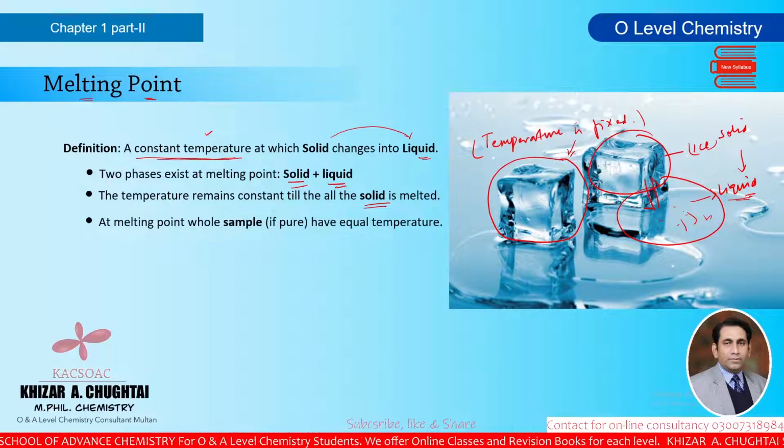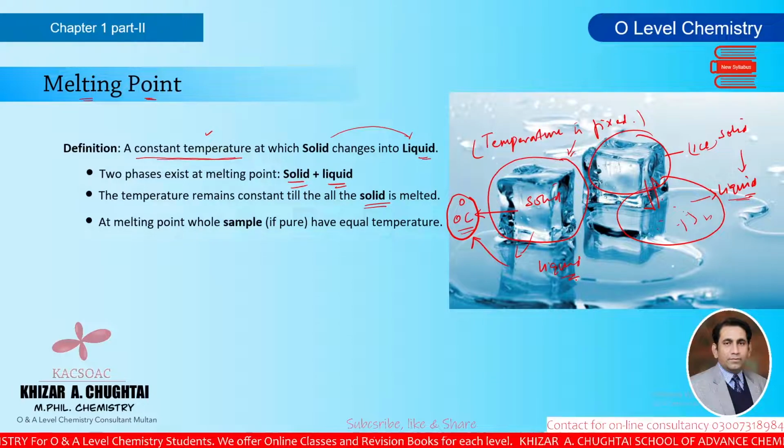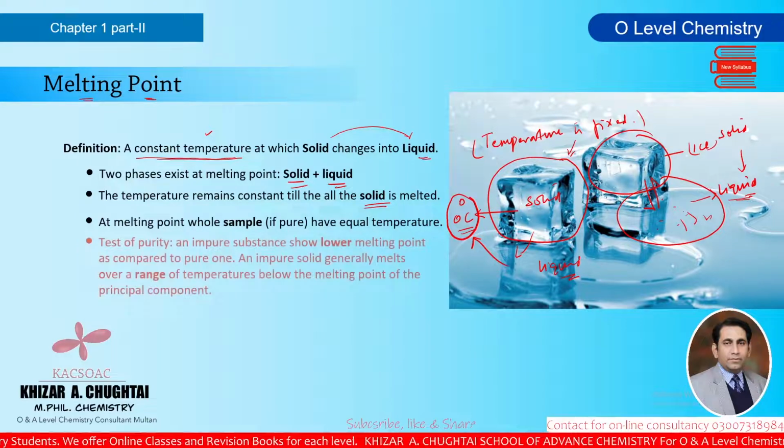At the melting point, the whole sample has an equal value of temperature. When this ice cube is going to melt down, at the same time, the temperature of this ice cube will be equal to, let's suppose, 0 degrees Celsius, and the liquid that is being formed from this ice cube will also have the same temperature. So the whole mixture, having solid and liquid, has the equal magnitude of melting temperature.